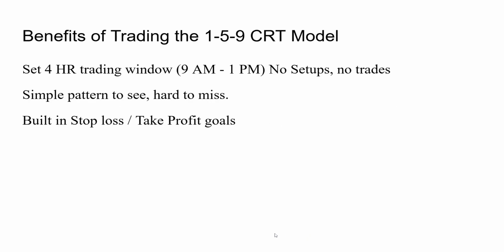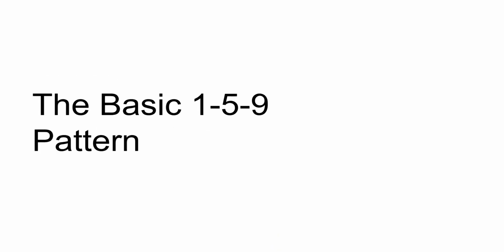So the benefits of trading the 159 Ken Range Theory model is that you have a set trading window between 9 a.m. and 1 p.m. That is the only time you're trading. This is Eastern Standard Time. Okay, all times are Eastern Standard, USA. It's a simple pattern to see, and it's very hard to miss. It has a built-in stop loss and take profit goals. It's really a done-for-you system. That's why it's one of my favorite setups to trade.